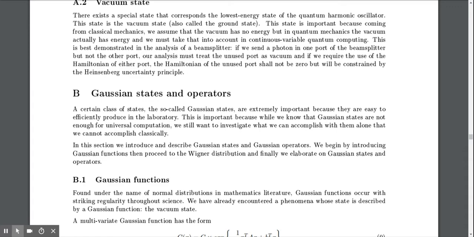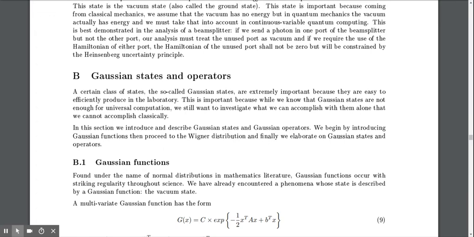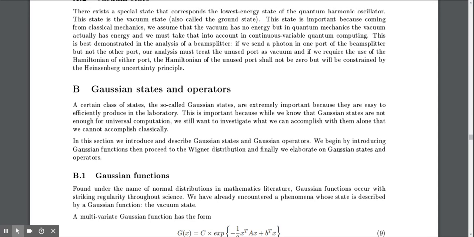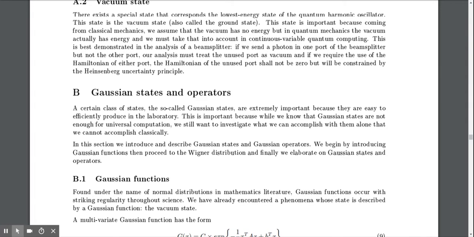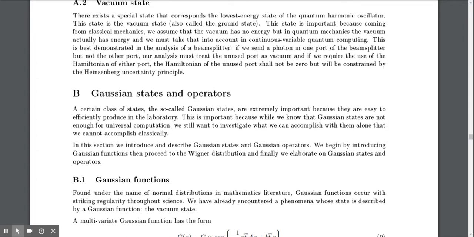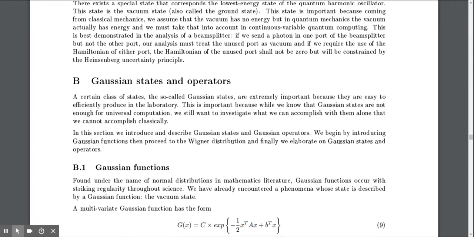This is best demonstrated in the analysis of a beam splitter. If we send a photon in one port of the beam splitter, but not the other port, our analysis must treat the unused port as a vacuum, and if we require the use of the Hamiltonian of either port, the Hamiltonian of the unused port shall not be zero, but will be constrained by the Heisenberg uncertainty principle.